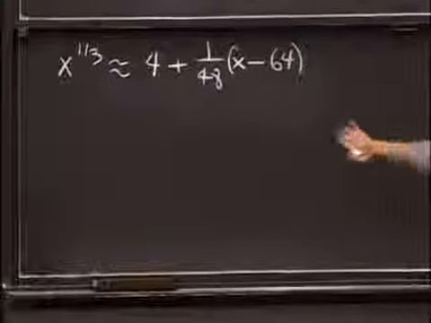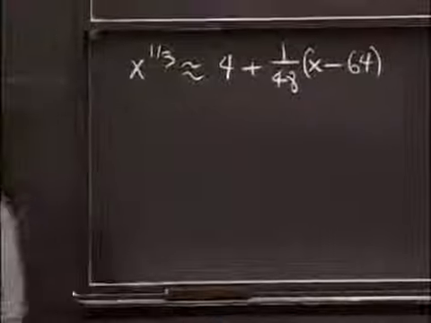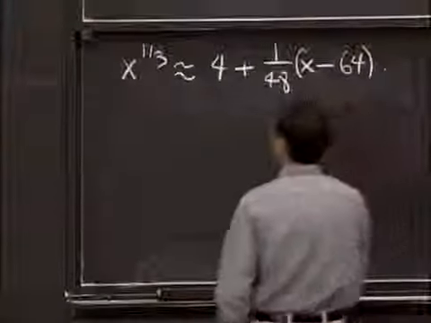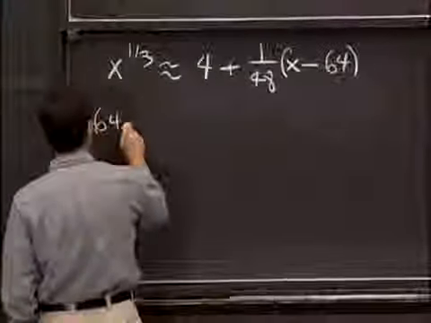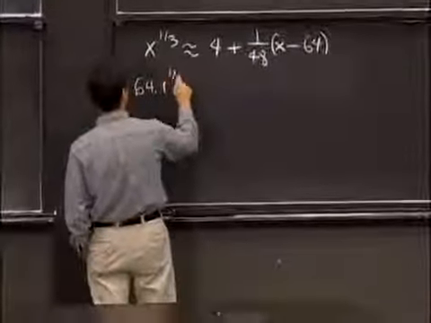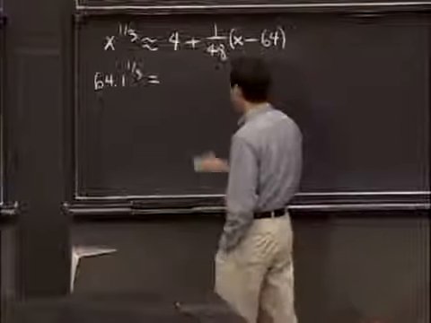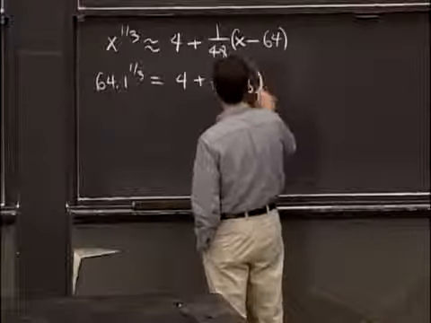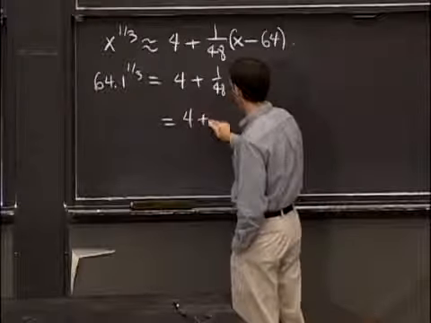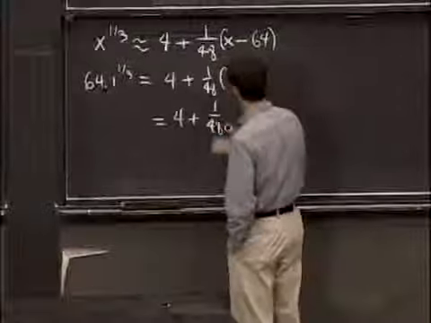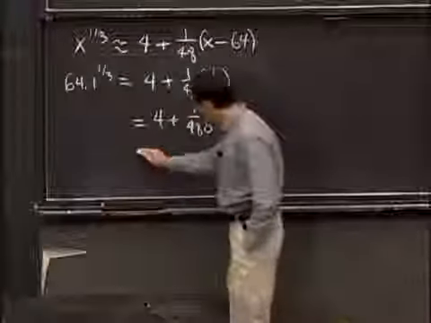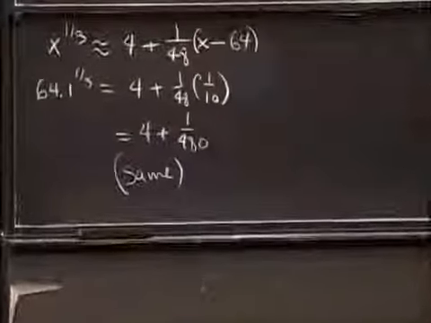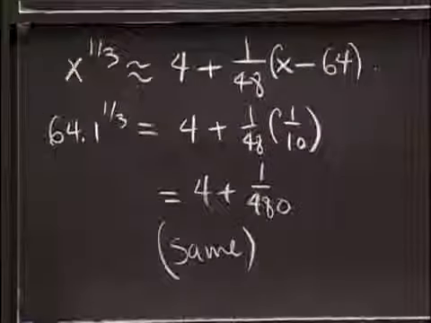So look, every single number that I've written over here has a corresponding number for this other method. And now if I plug in the value we happen to want, which is 64.1, this would be 4 plus a 48th times a tenth, which is just the same thing we had before. So again, same answer, same method, new notation.